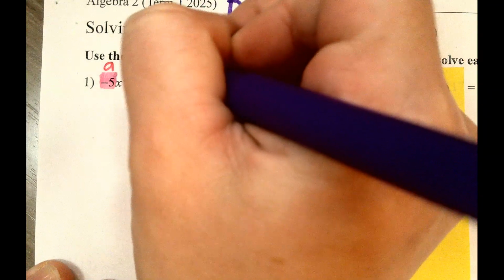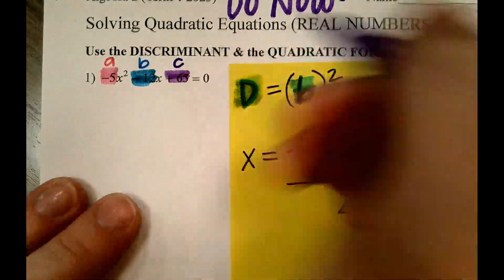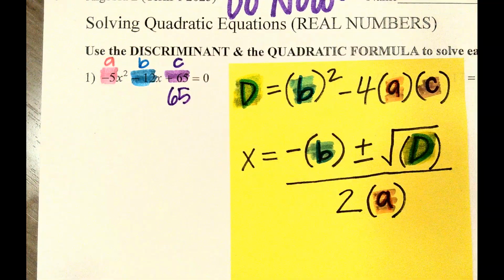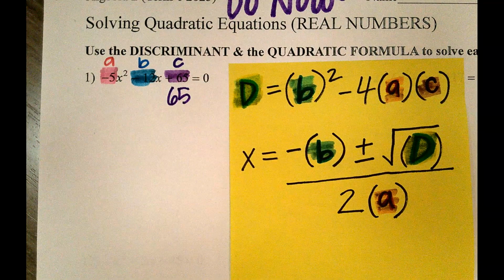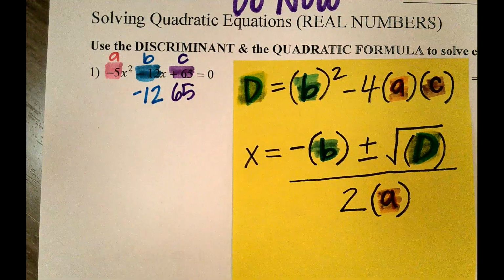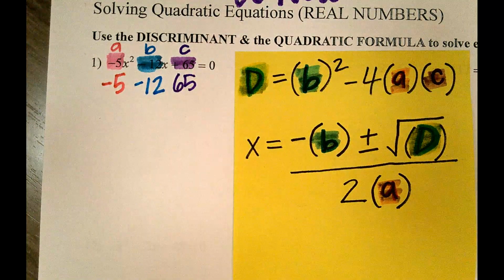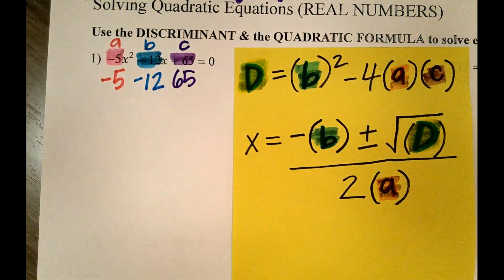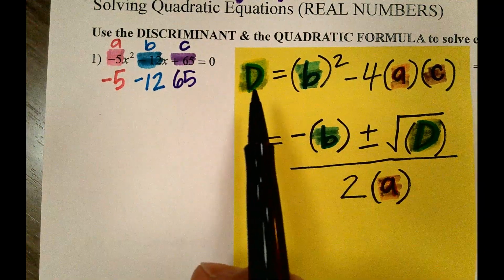I'm going to rewrite these too with these highlighters. 65 is C, negative 12 is B, A is negative 5. Okay, so I've got my numbers highlighted. With the directions I've given you on this worksheet, I'm having you find the discriminant first. I think breaking these into 2 steps rather than doing it all at once prevents some of the mistakes that we make. So let's start by finding our discriminant.